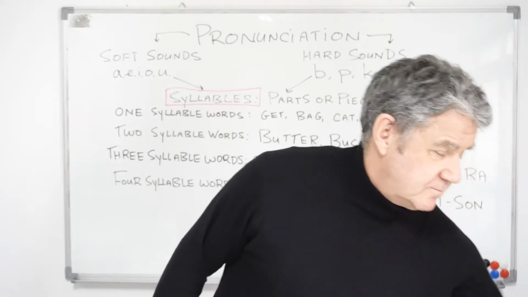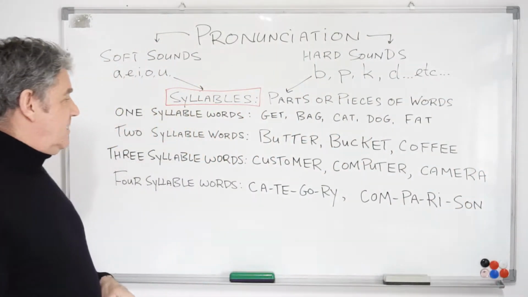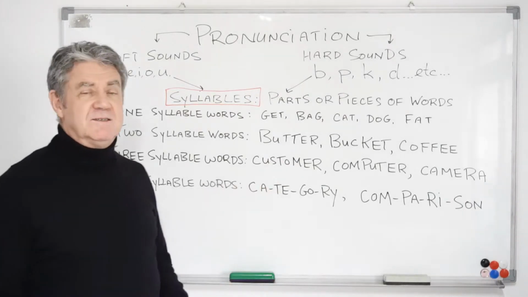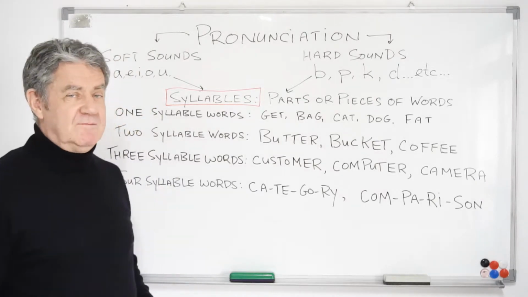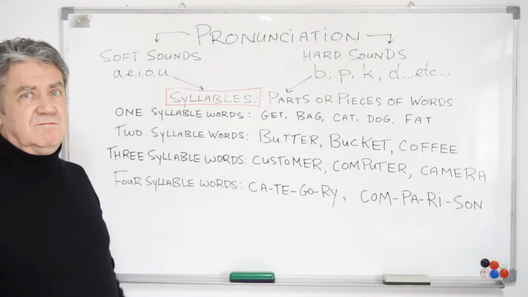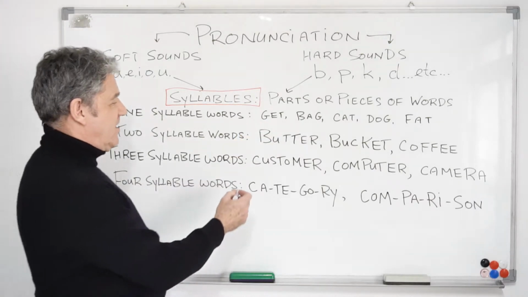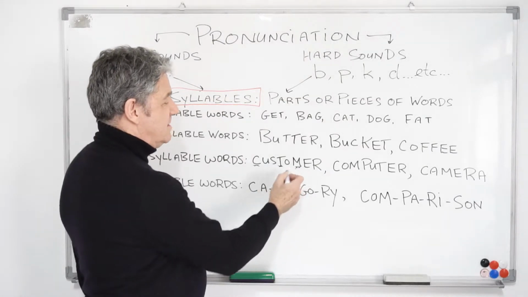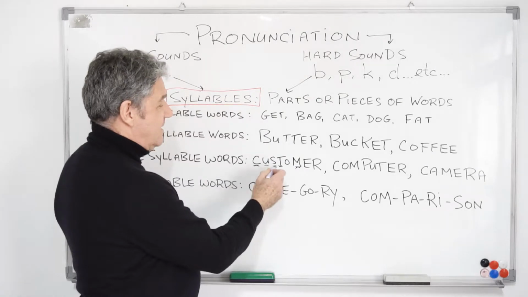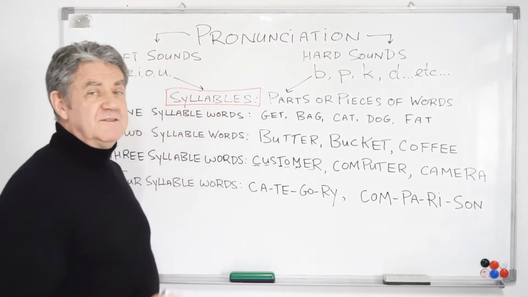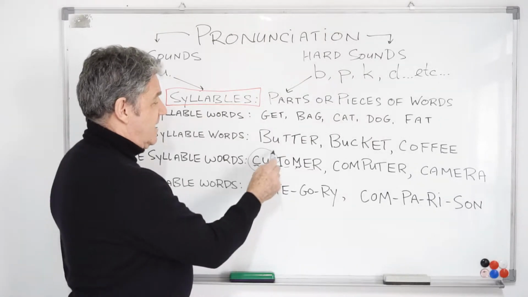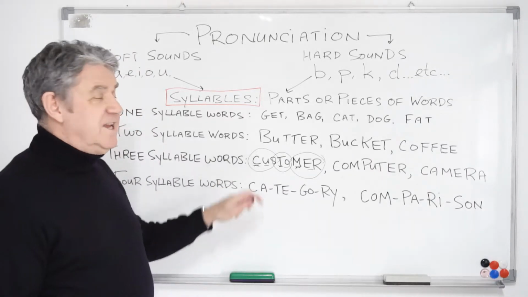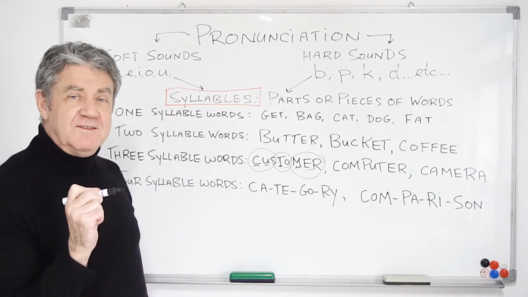Now, let me mark the next syllables and start to show them in a little bit bigger words. So here we've got three words, customer, computer, and camera. When we look at customer, which is much bigger than the word get, we've got k for the hard sound, t for a hard sound, m for a hard sound. And we've got u, o, and er for the soft sounds. So cus, to, mer are the three syllables, and each syllable starts with a hard sound and then the next sound is soft.